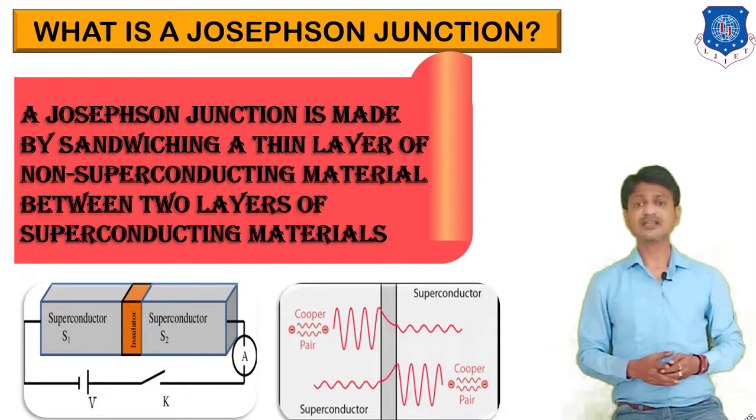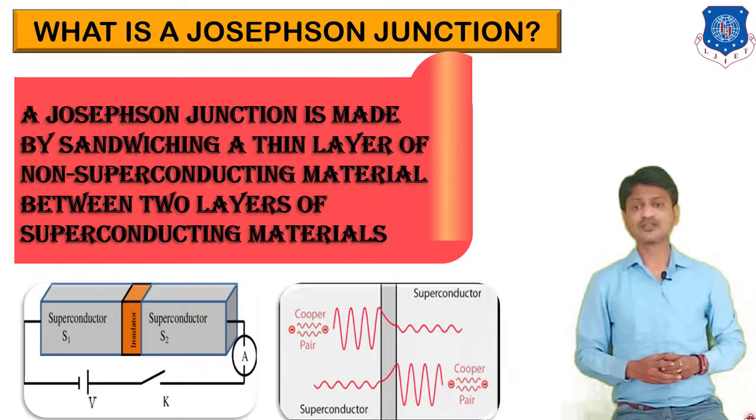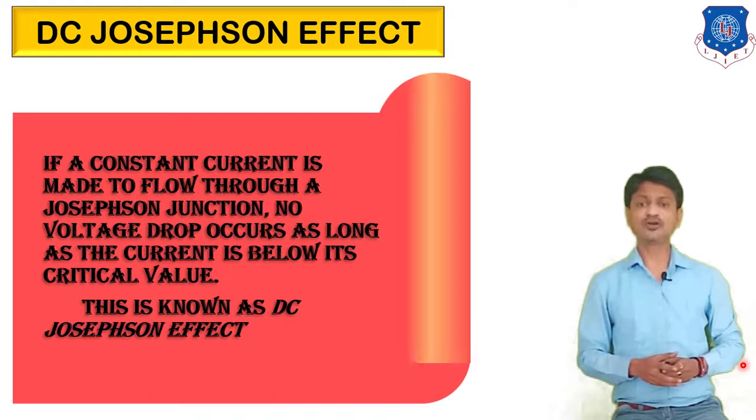Now, let's discuss DC Josephson effect. If a constant current is made to flow through a Josephson junction, no voltage drop occurs as long as the current is below its critical value. This is known as DC Josephson effect.